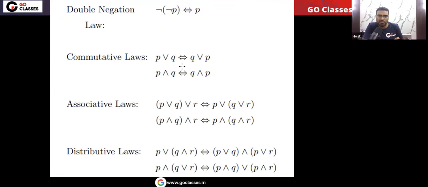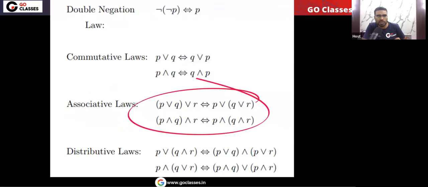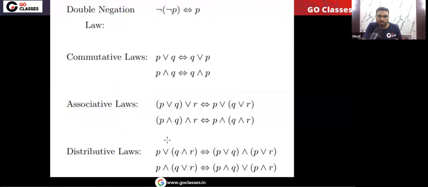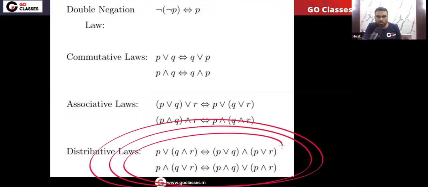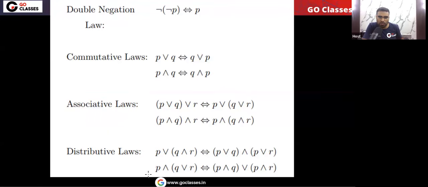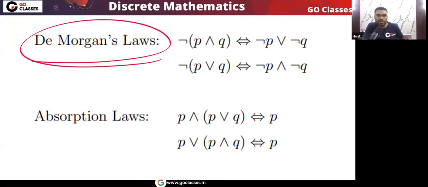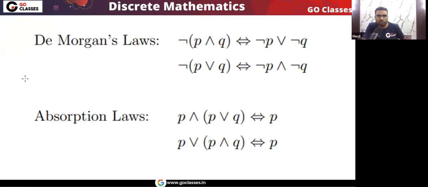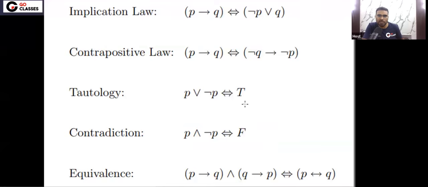Commutative law we have seen, and and or are commutative. Associative law we have seen, and and or are associative. Distributive law we have seen, and and or are distributive over each other. And is distributive over or, and or is distributive over and. We have seen De Morgan's law, we have seen absorption law. Next, you can see all these rules we have seen. P implies Q is the same as P bar or Q. P implies Q is the same as Q bar implies P bar. So everything we have seen.